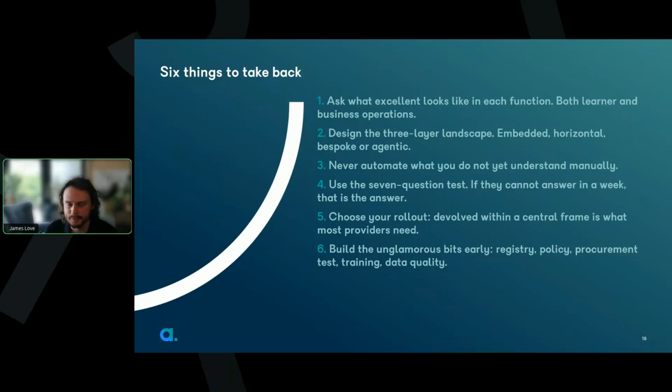6, build the unglamorous bits early. The registration, the policy, procurement test, training, data quality, that kind of thing. Everything we talked about in the first webinar of this series. Make sure you're focusing in on what those painful points are, working out what your intents are and how you're going to use AI before you go running into it. It doesn't take long, but that's a really important piece.